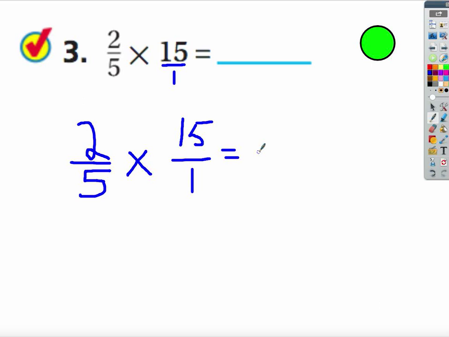Now to multiply fractions, very simple. You don't have to have common denominators. You just do top times top, bottom times bottom. So 2 times 15 is 30. And 5 times 1 is 5. Now, improper fractions, the way you fix that is you divide it. 30 divided by 5, and that is 6. So I still get 6 wholes. So 2/5 of 15, either way, is 6.